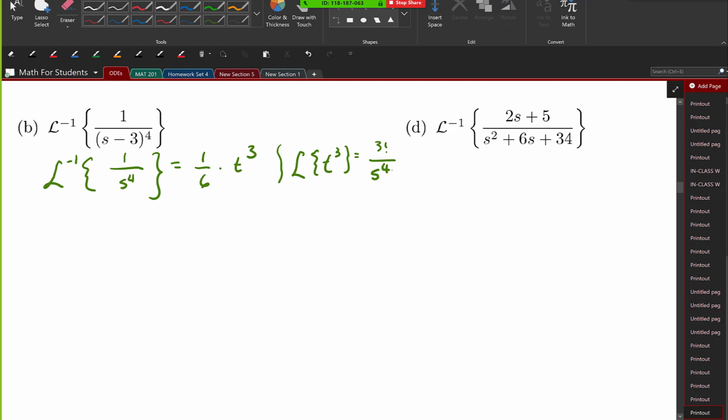Okay, so that's the inverse transform of 1 over s to the 4th. And so how would we go backwards for 1 over s minus 3 to the 4th? Well, we've shifted along s space 3 units to the right, so that would have been equivalent to multiplying this expression by e to the 3t back in t space.